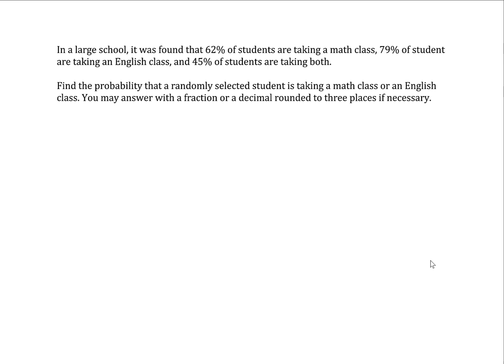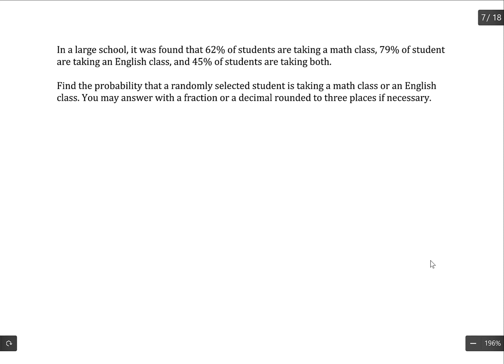In a large school, it was found that 62% of students are taking a math class, 79% of students are taking an English class, and 45% of students are taking both. Find the probability that a randomly selected student is taking a math class or an English class. You may answer with a fraction or a decimal rounded to 3 places if necessary.